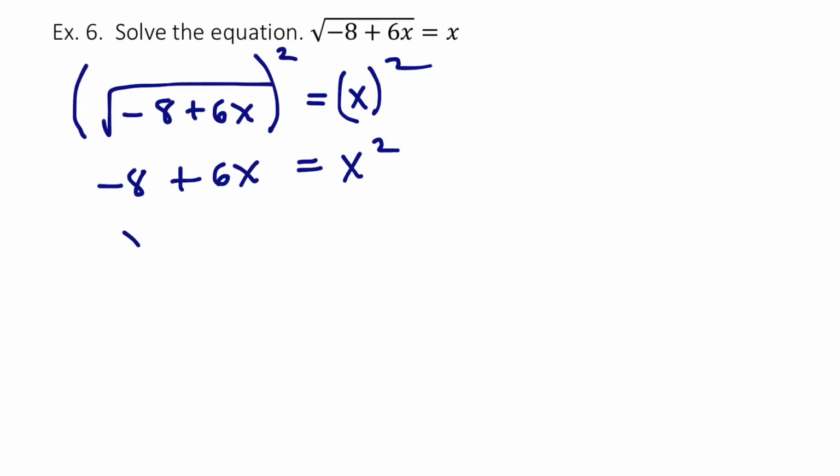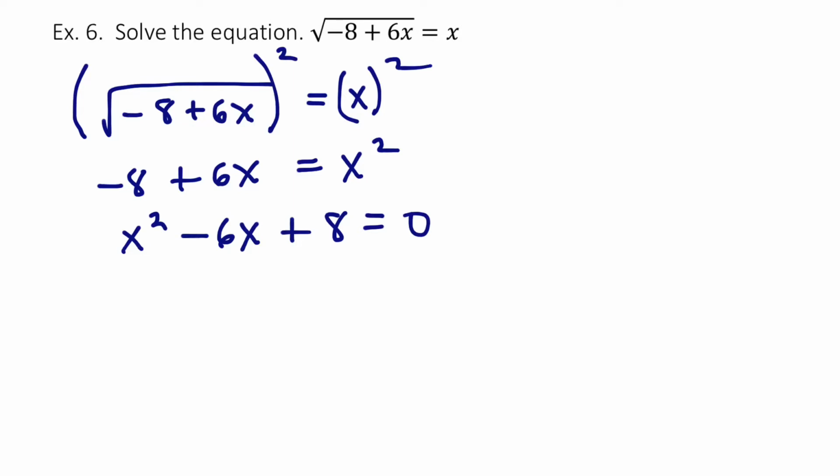So I want to get all of my terms moved to one side. I'm going to strive to have a positive x squared in case I'm going to factor this. It'll be easier that way. Okay, so I'm going to solve this quadratic. First I want to check to see if I can factor it. If not, I'll use the quadratic formula.